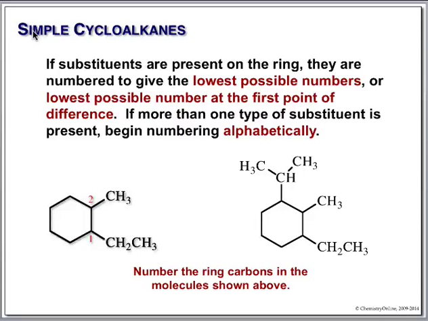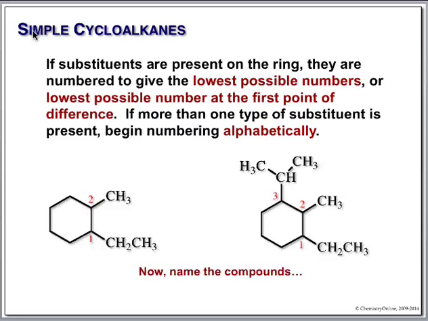Over here, we have an isopropyl group, an ethyl group, and a methyl group. We're going to do 1, 2, 3 in our numbering. Ethyl comes first alphabetically, so we'll simply do 1, 2, 3 like this. Once you get your numbering down, all you're going to do, just like it was a straight chain, is to list your substituents alphabetically with their numbers, and then end up with cyclo whatever it is. So let's just take these two and name them. I'll pause for a moment while you make up a name.